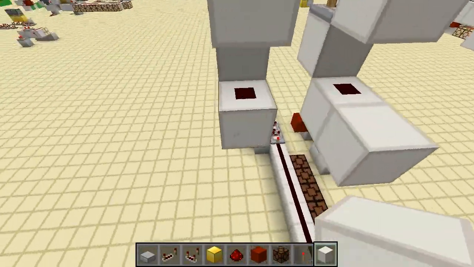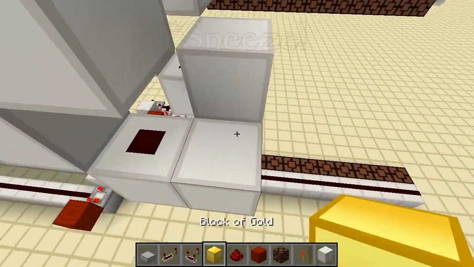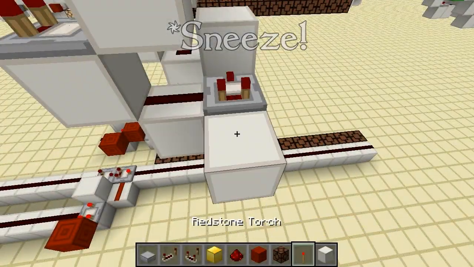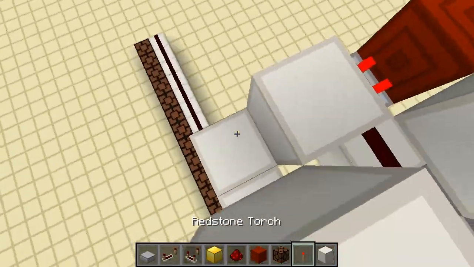Now if on the bottom we construct the basic half adder, okay. Yes, I'm glad I didn't record it, certainly. It was quite loud.